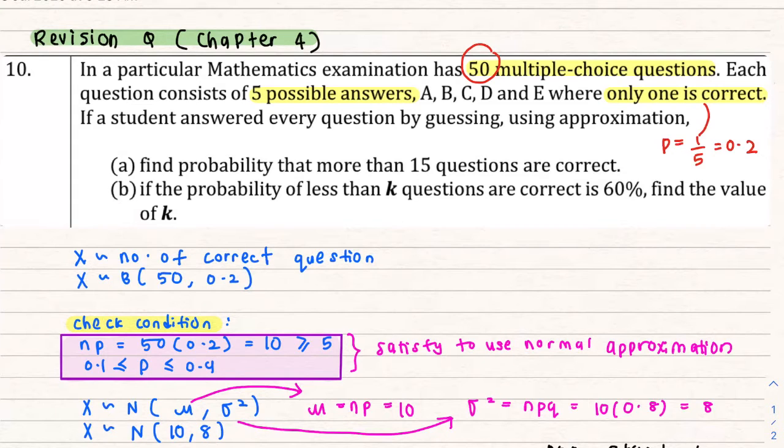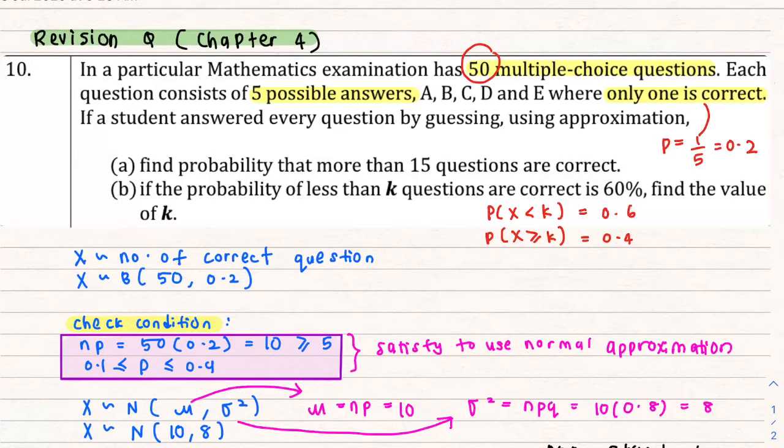Okay, question part B. If you symbolize, this one will be less than k. So you have P(X < k) of questions being correct, probability is 0.6. Okay, if you change the symbol to the right side, it is equal to 0.4. So what is the symbol here? You have X is more than or equal to k, because this one you deal with the discrete number.